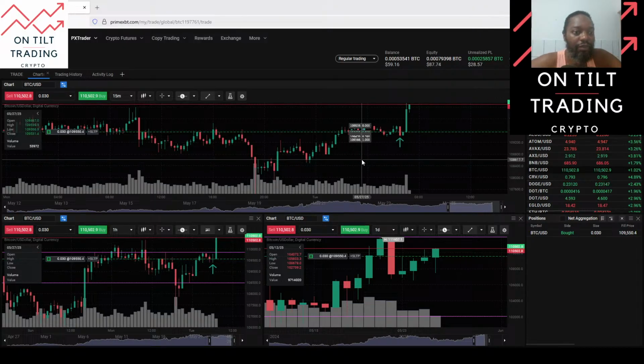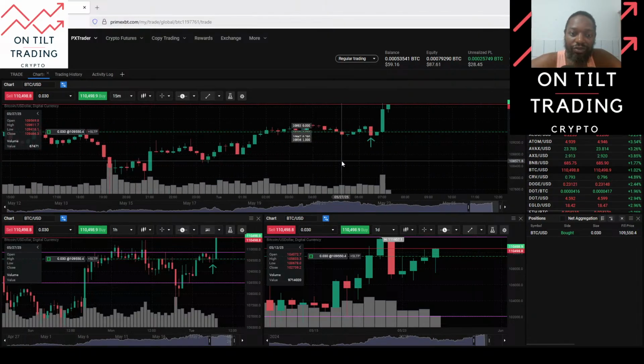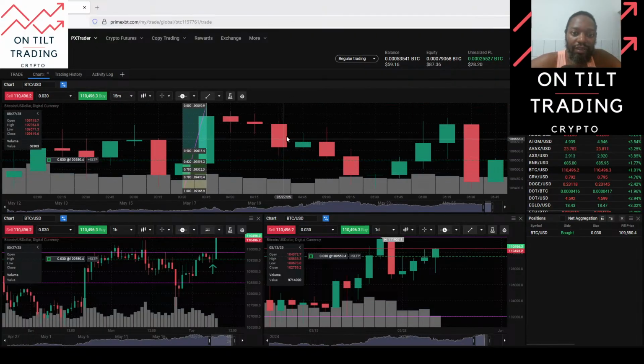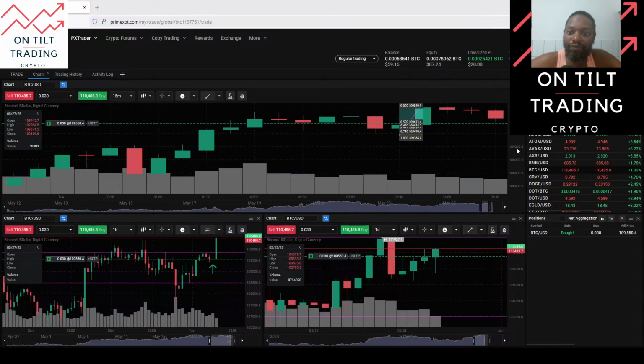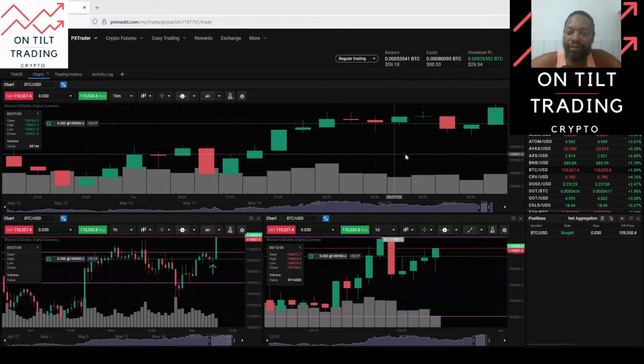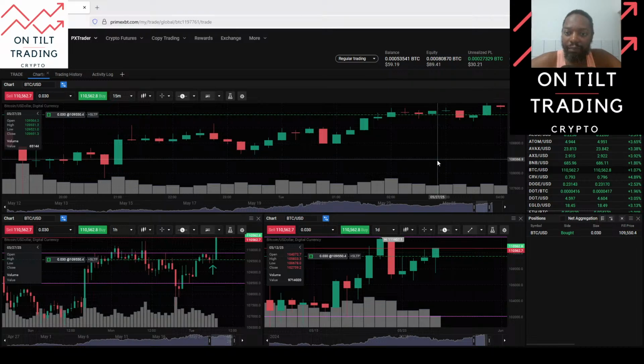So I wound up coming up here on the 15-minute, which I would prefer to take my entries off of. We'll come up and we can see this was before the trade entry. I'll take this off for now, and then we'll come back and have a look. But this is what I'm looking at pre-trade here.